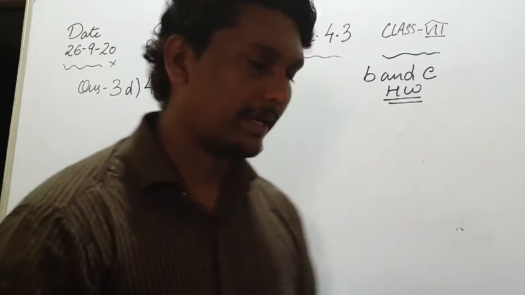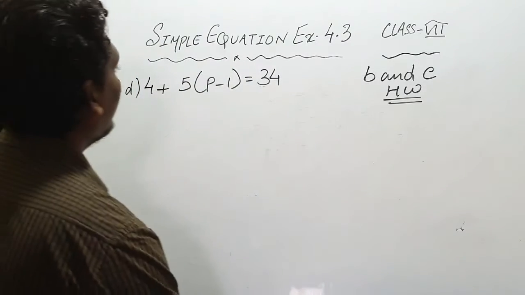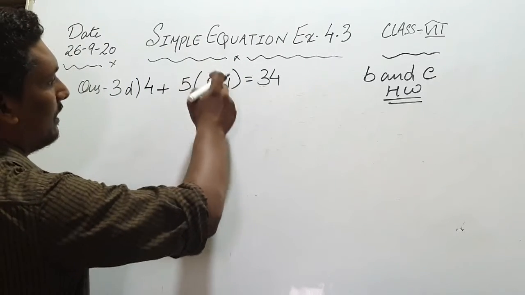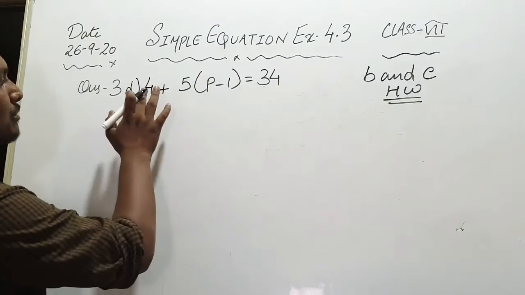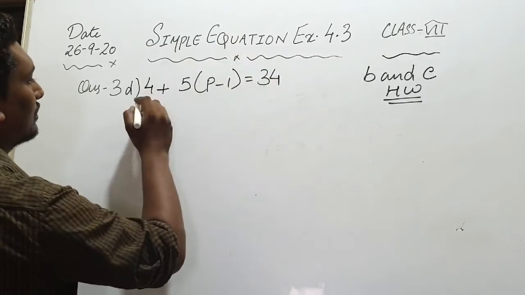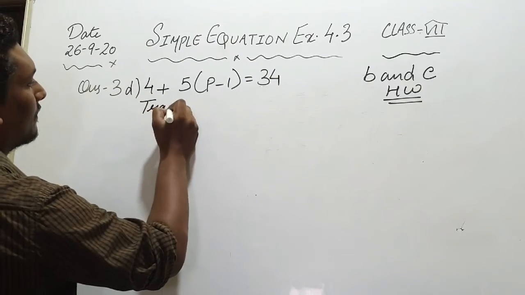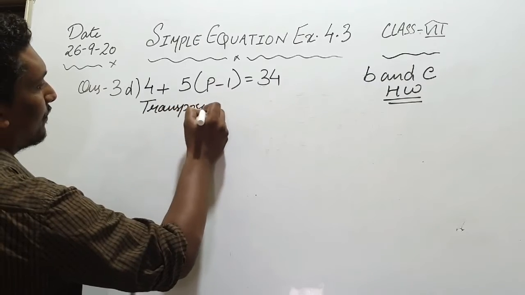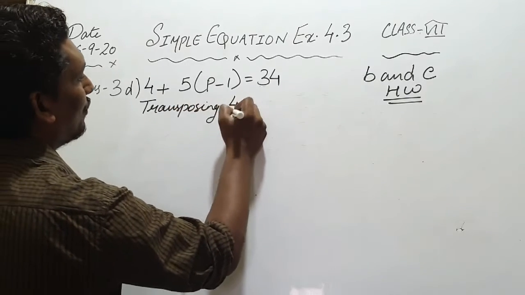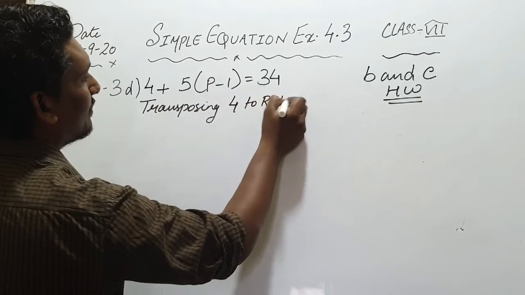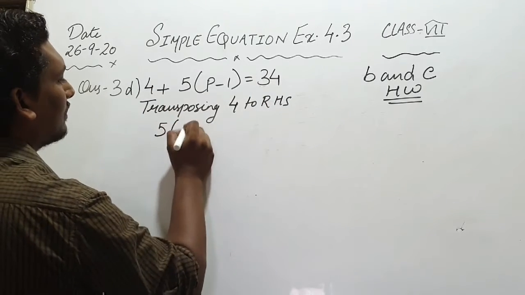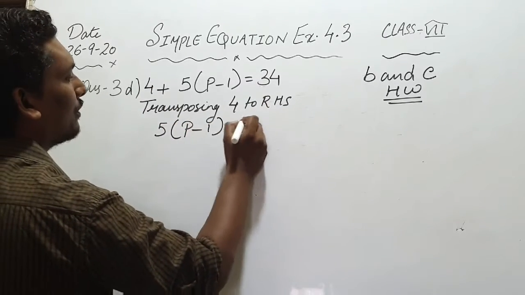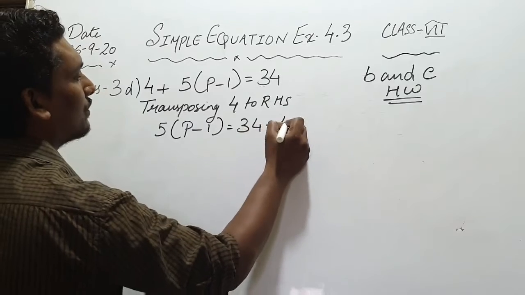Okay, now come to question number D. Here 4 plus 5(p minus 1) is equal to 34. In this question we are going to transpose this 4 to RHS. Transposing 4 to RHS, this plus 4 will become minus. So 5(p minus 1) is equal to 34 minus 4.